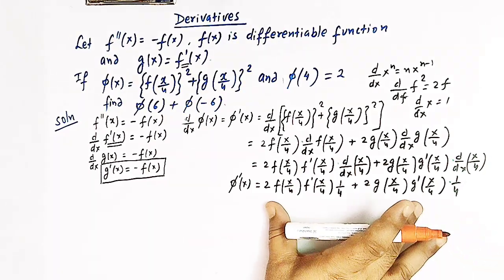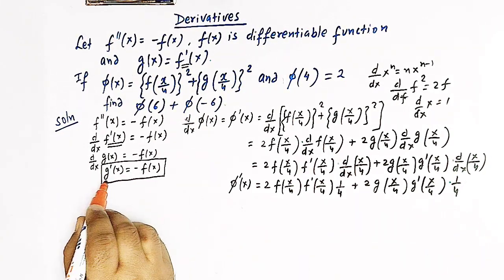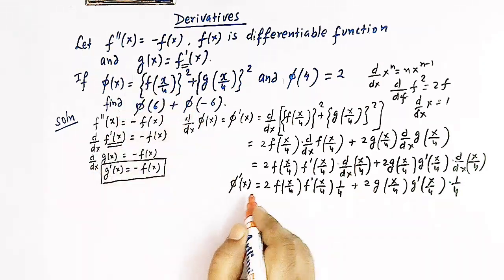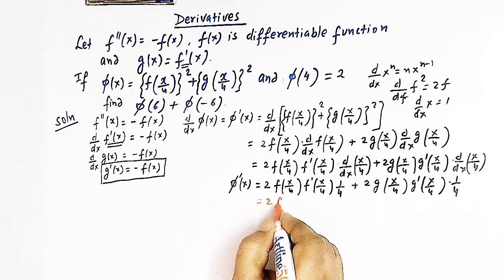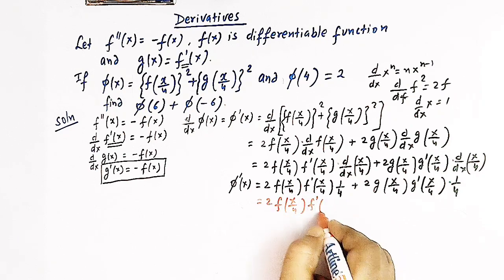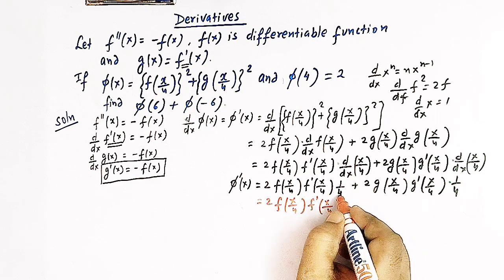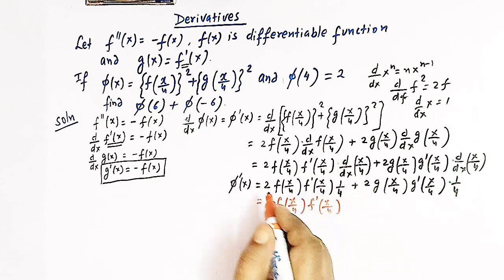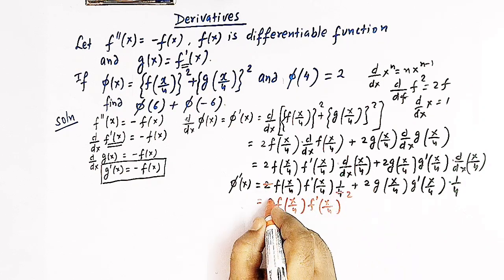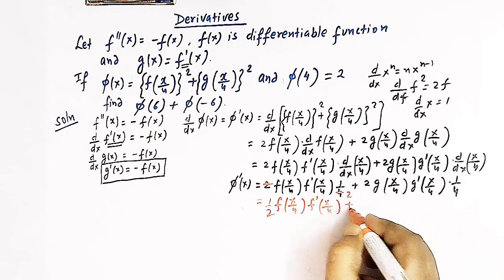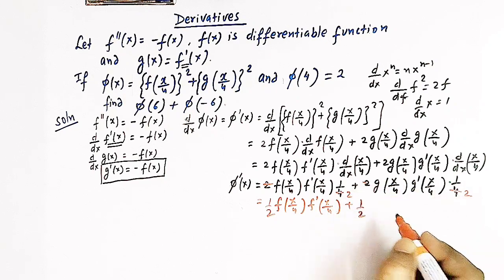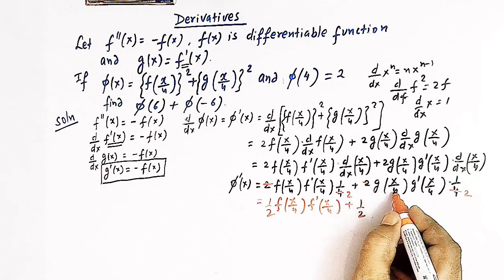So now we have this expression, and now we'll make use of this result, right? And this result. So see, here we have 2f of x over 4, and here we have f prime of x over 4, and here we have 1 over 4. So we can cancel this 4 by this 2. So we are left with 1 over 2, right? And here also we can cancel out this 4, so we have 1 over 2. And now g of x over 4, right?